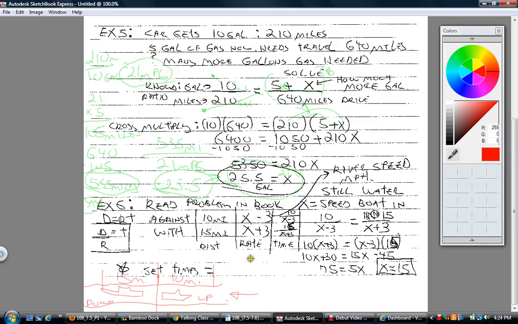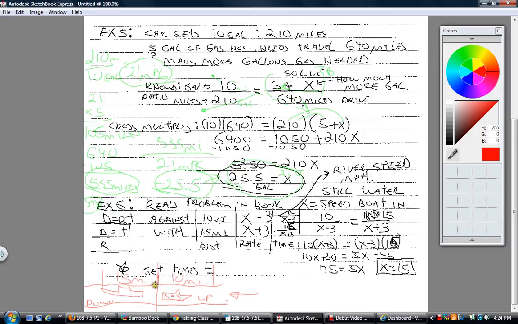Now, the speed of the boat. They want you to find the speed of the boat, so let that be x. Now, if you're going against the river, is it helping you or hurting you? This is the big moment of the problem. It's hurting you, right? Isn't it slowing you down? And you're told the river goes 3 miles per hour. So x minus 3 would be the speed.